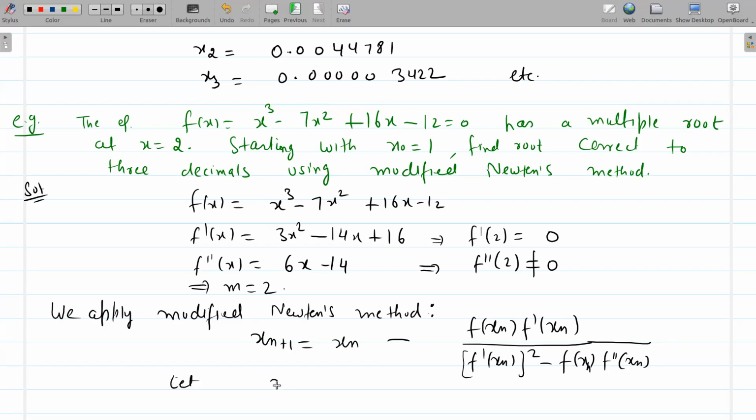Let us start with, root is 2, so you can start with any point. It is given here as 1, so start with 1. Start with x0 equal to 1. You have to put it in here. The next iteration answer is x1.